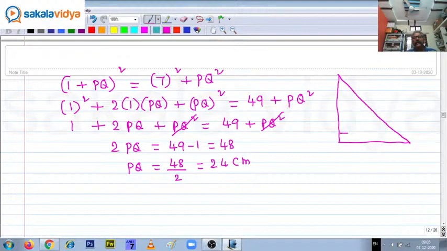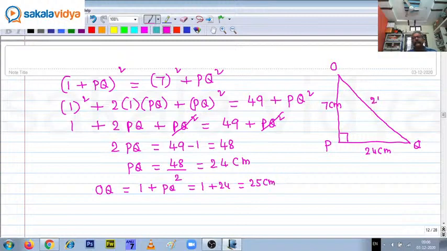Now draw the triangle once again. This is OPQ triangle in which OP is given 7 centimeters and PQ is equal to 24 centimeters. So now we can find out what is the relation OQ. OQ is equal to 1 plus PQ, that is 1 plus 24 equal to 25 centimeters. So now this is 25 centimeters. All the measurements of the triangle are known now. So now we need to find out what sine q and cos q.